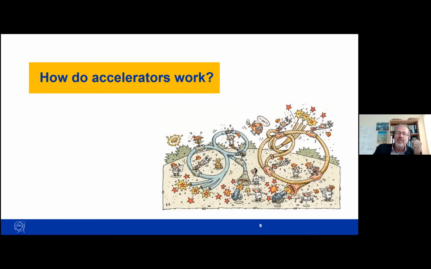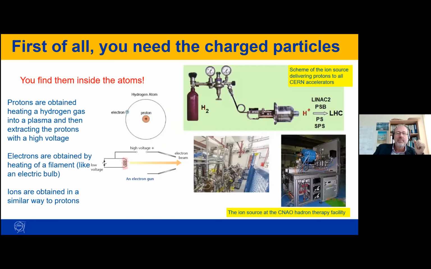So what do we need, first of all? Well, first of all, we need the particles. And where can we get these particles? It's easy. The particles are inside the atoms. We have, of course, to extract them. And the way is very simple. We have to heat the atoms to give energy to the electrons and the protons to separate.